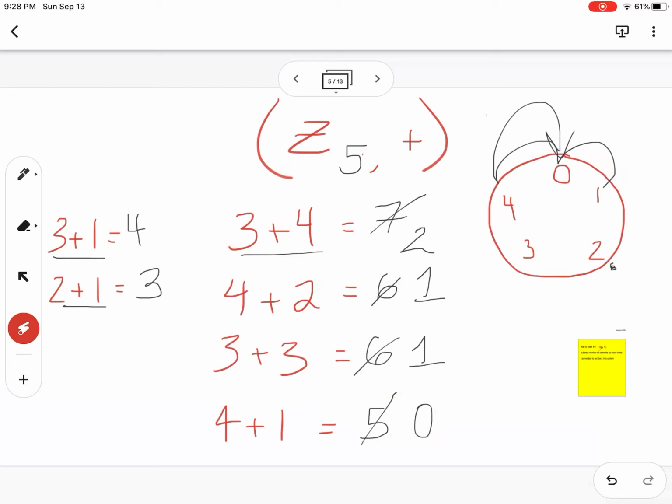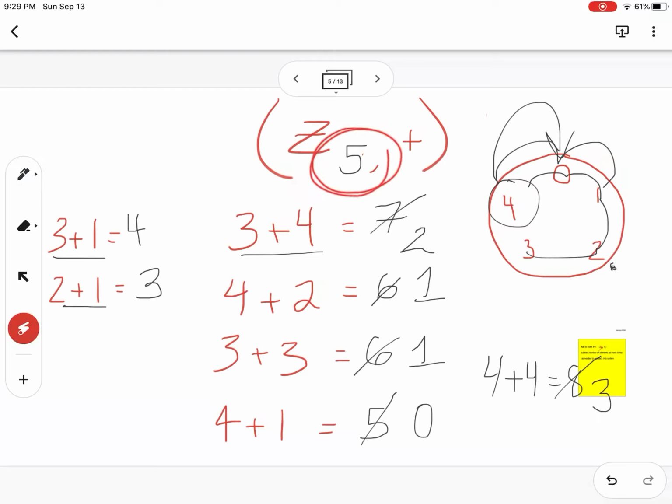And really any other question I get, for example, what if I did 4 plus 4? I would think about 8, but I know that that's not the correct answer. And if I went to the clock, I'd start at 4 and I'd go 1, 2, 3, 4. So 8 would really become a 3. So hopefully you're noticing that the difference between all of these numbers is this number here.